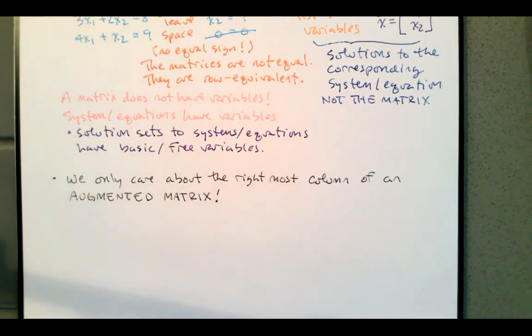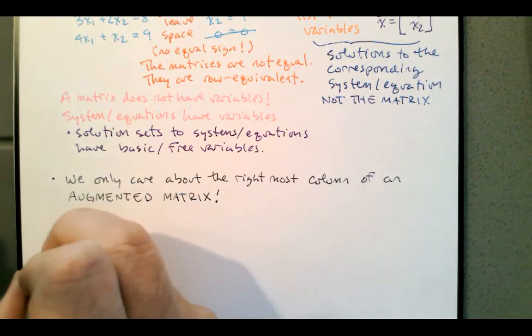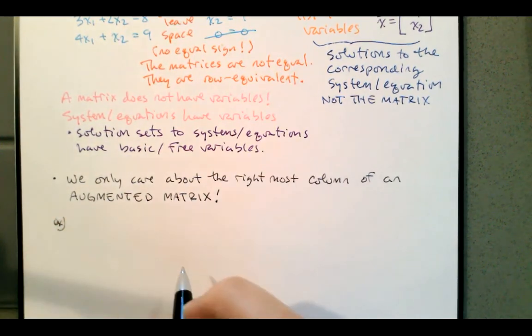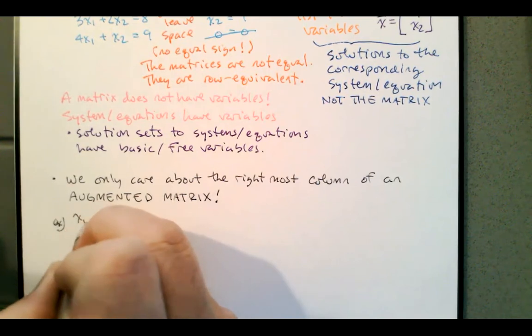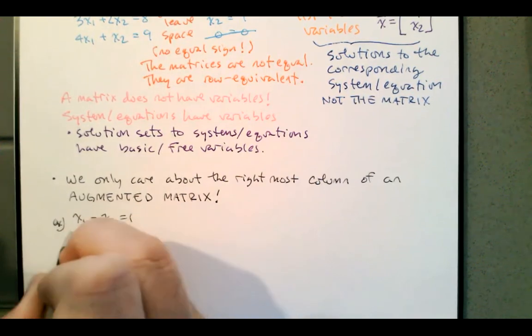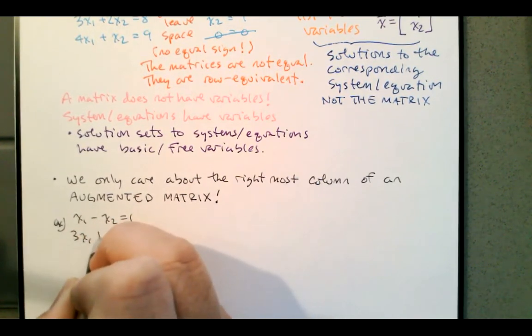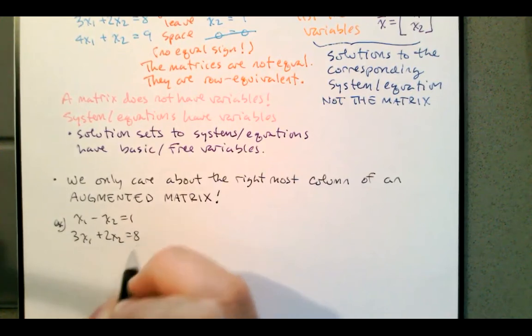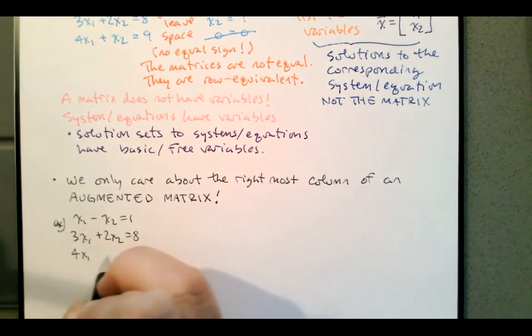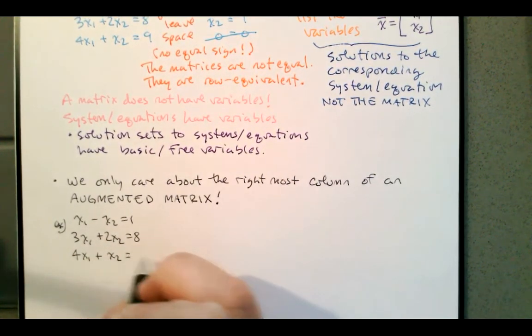We only care about the rightmost column of an augmented matrix. So if you invoke rightmost column, you've got to say afterwards "of the augmented matrix." So for example, let's suppose that we have a linear system that says x1 minus x2 is equal to 1, 3x1 plus 2x2 is equal to 8. That has a solution, but this one does not.